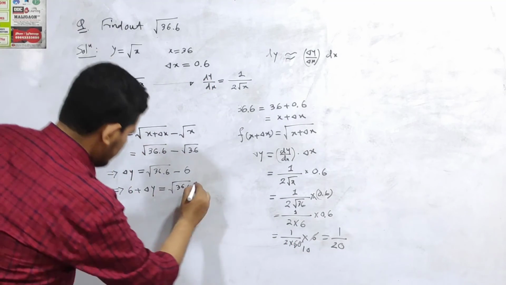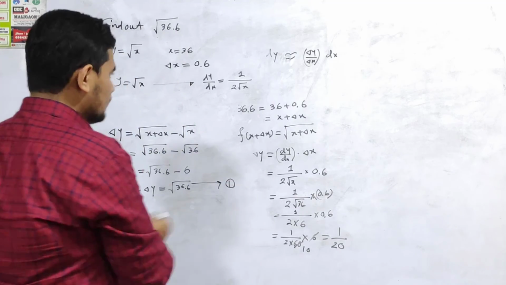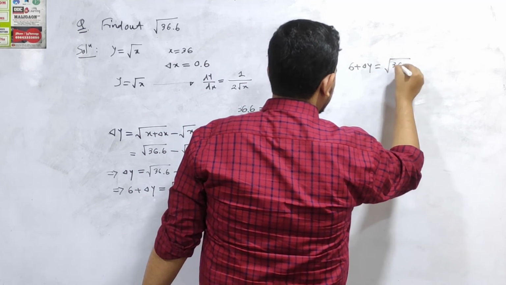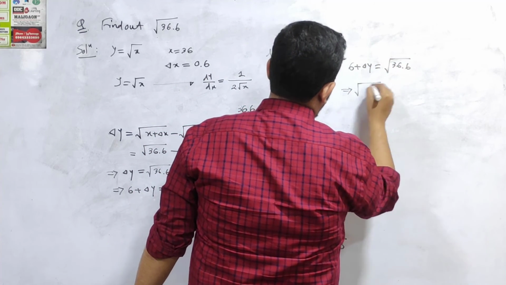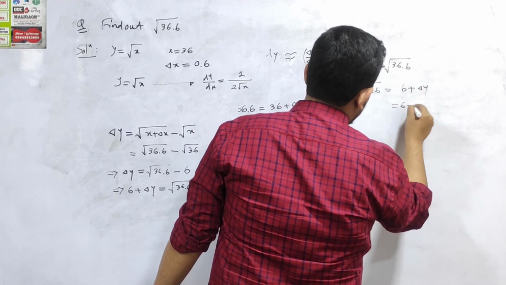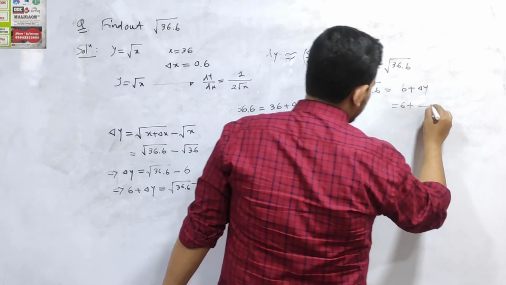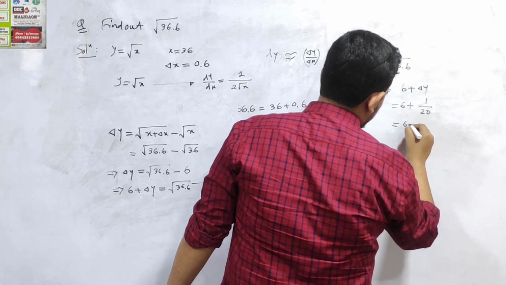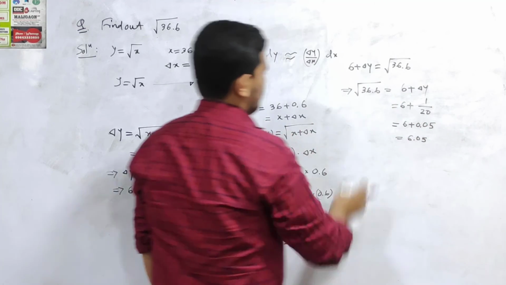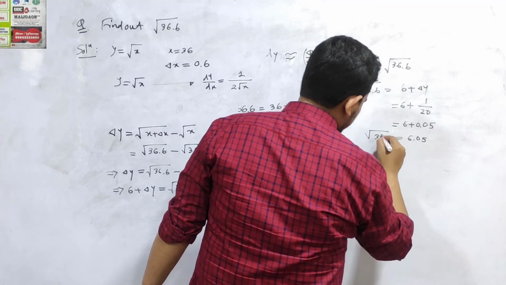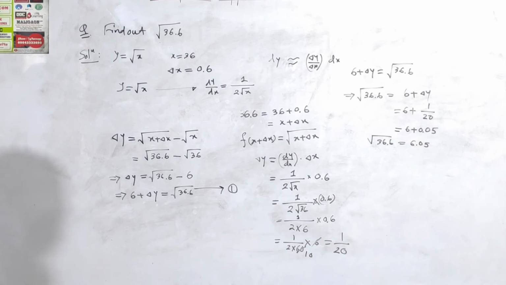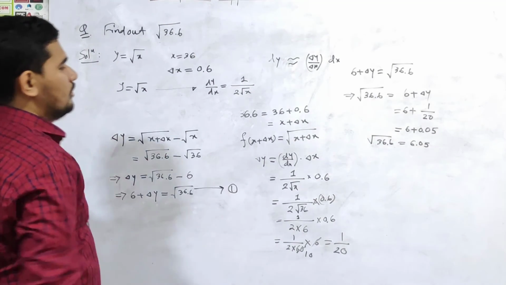And the value of this expression we will further evaluate. So 6 plus del y equal to root over 36.6, and del y we found as 1 by 20. So 1 by 20 is basically 0.05. So you can get the value of root over 36.6 as 6.05.